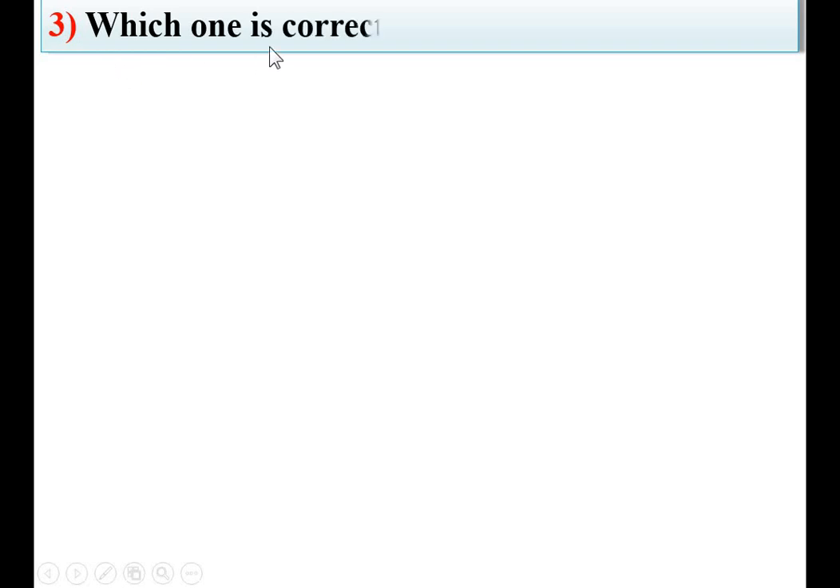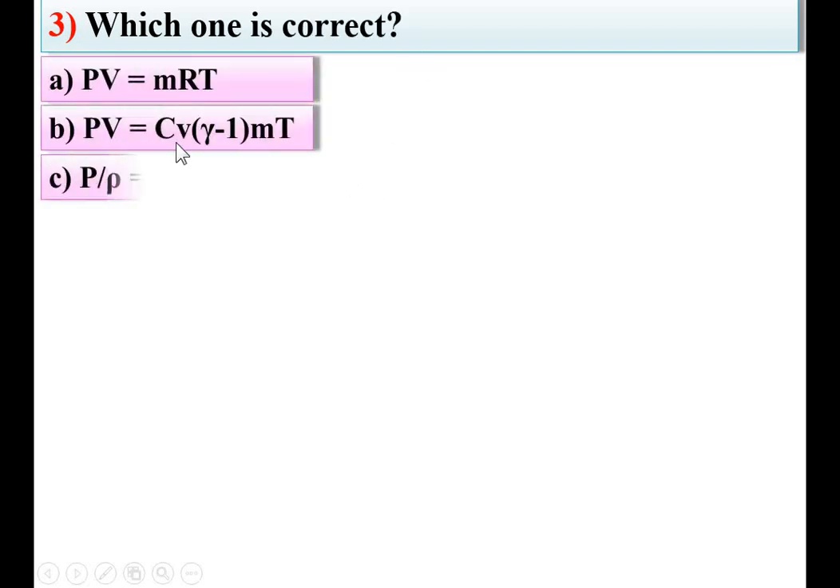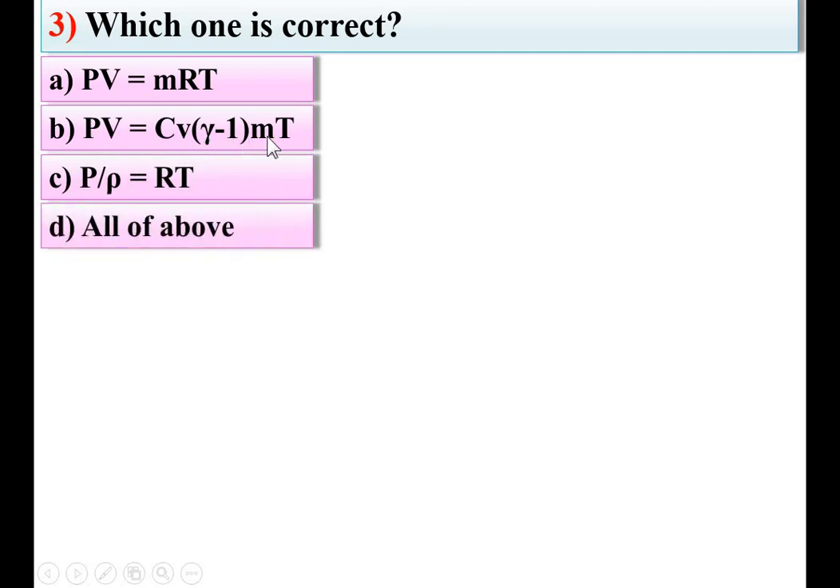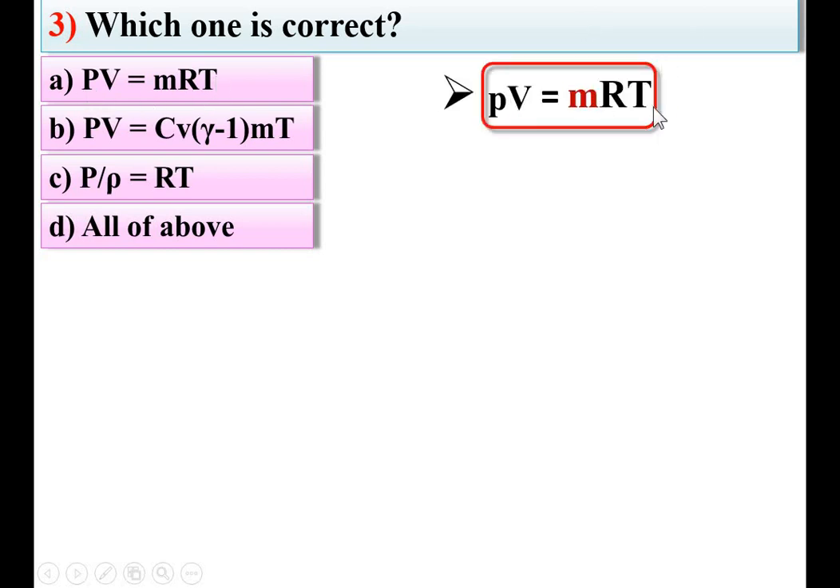Next, which one is correct? Options: PV is equal to MRT, PV is equal to CV into gamma minus 1 into MT, P by rho is equal to RT, all of the above. As we know, PV is equal to MRT is the characteristic gas equation. So let's start from this PV is equal to MRT. So this one is right. This is one of the answers.